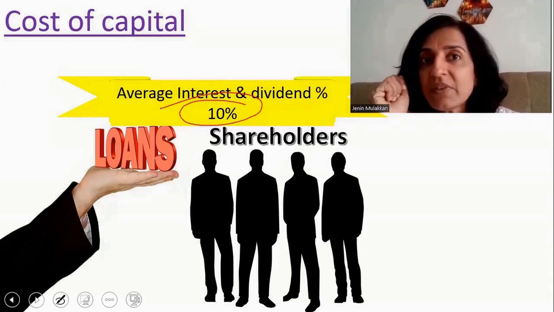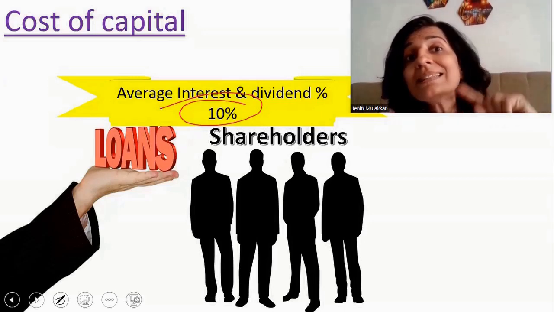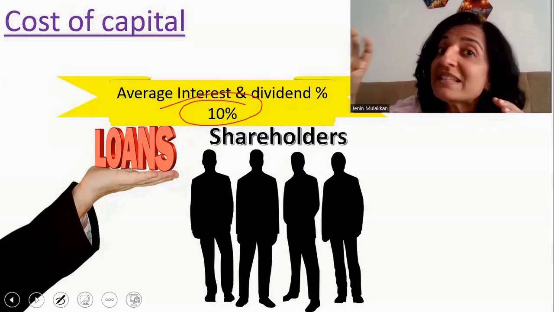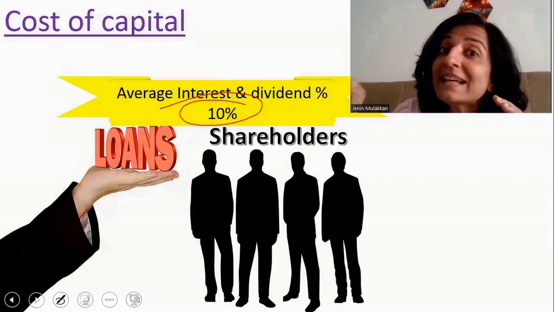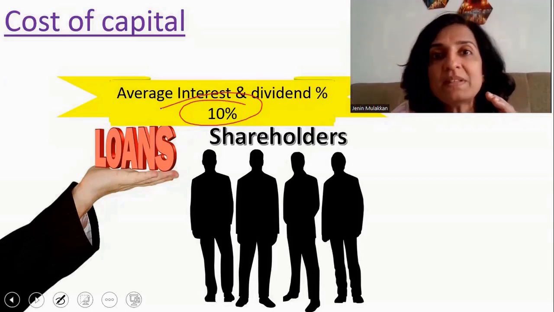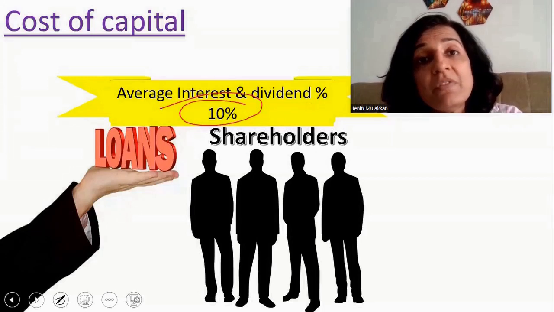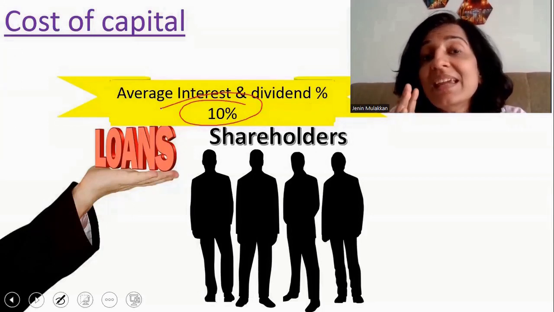Now this 10% is very important because it means that the people who have given us funds expect a return of 10% for that. So whenever we are investing their funds, we should ensure that those investments get a return of above 10%. Only then we will be able to give 10% to the people who have given us funds, right? So that is why this cost of capital is very important.